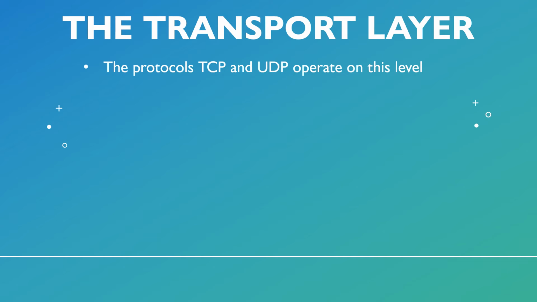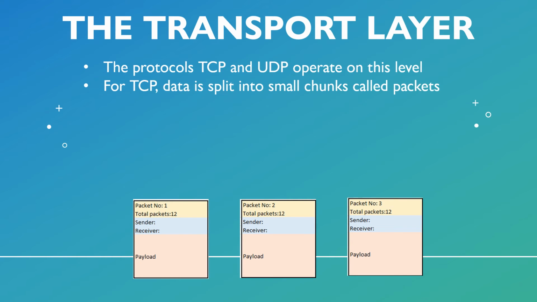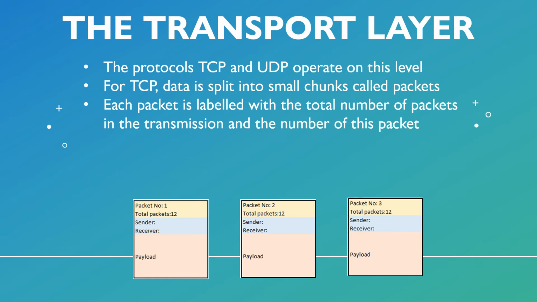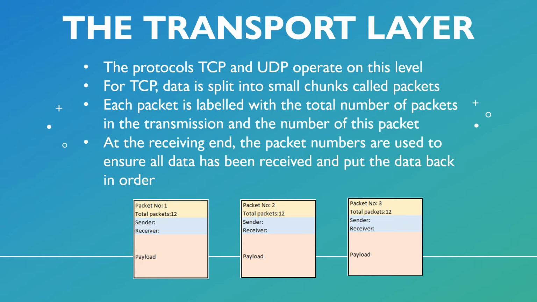The transport layer is where the protocols TCP and UDP operate. However, we'll only be looking at the functions of TCP for the remainder of this video. At the transport layer, data is split into small chunks called packets. Each packet is labelled with the number of this packet and the total number of packets in the transmission. At the receiving end, the transport layer puts the packets back into order by using the packet numbers. If any of the packets are missing, then it sends out a request for them to be resent.